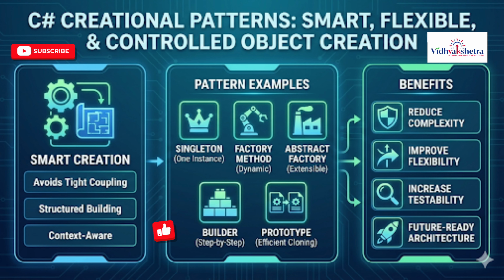need, context, and behavior. For example, the Singleton pattern ensures that only one instance exists for something critical like configuration, logging, or caching. The factory method and abstract factory patterns help you create objects dynamically without exposing the creation logic, making the system more extensible and easier to maintain.